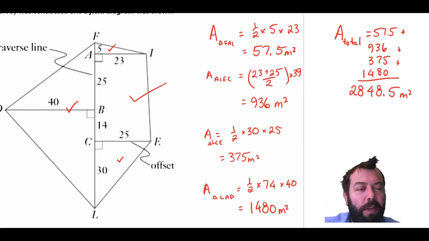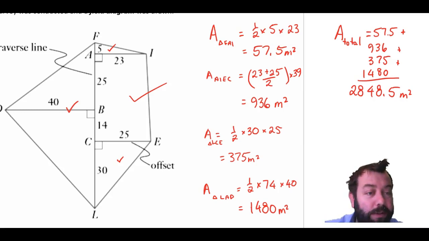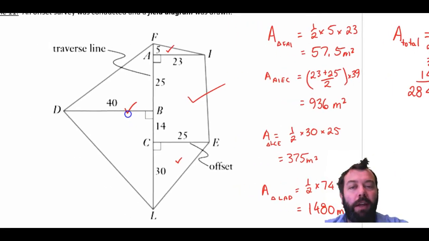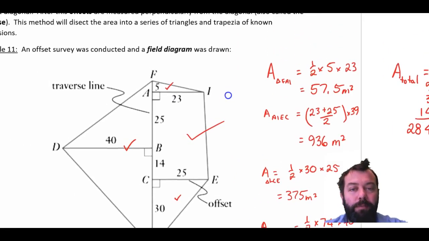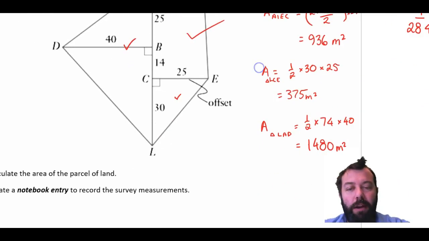Okay, so the area of that parcel of land is 2,848.5 square metres, which is a bit more than a quarter of, no, sorry, 1 hectare, remember, is 10,000 square metres. Yeah, so it's a bit over a quarter of a hectare, a little over a quarter of a hectare there. So, we've calculated the area.